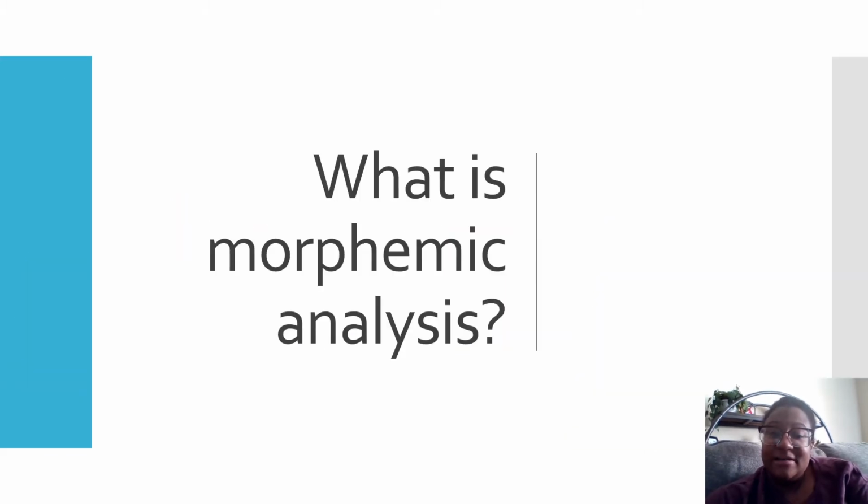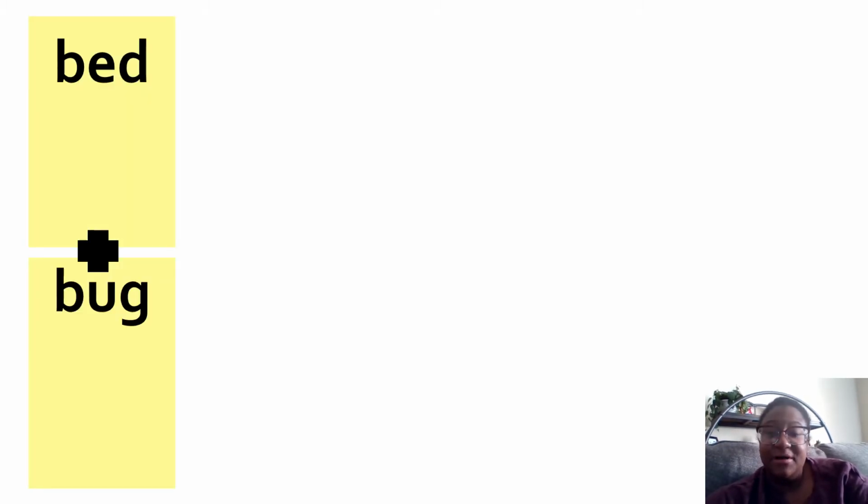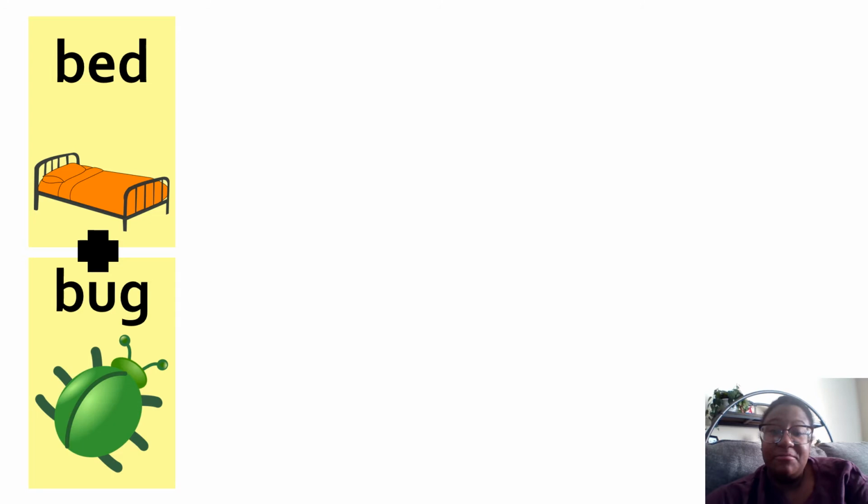Morphemic analysis is the process of using the morphemes in words to determine the meaning of the word. The more morphemes we know, the more successful we'll be in doing morphemic analysis. Compound words are a great way to practice morphemic analysis. I'll show you. I have two Anglo-Saxon words here, bed and bug. I know what a bed is. I know what a bug is. And a compound word is a larger word made of these words.